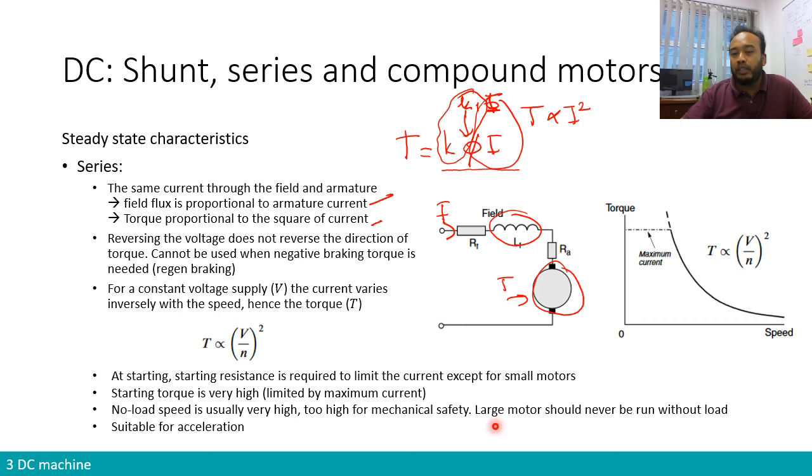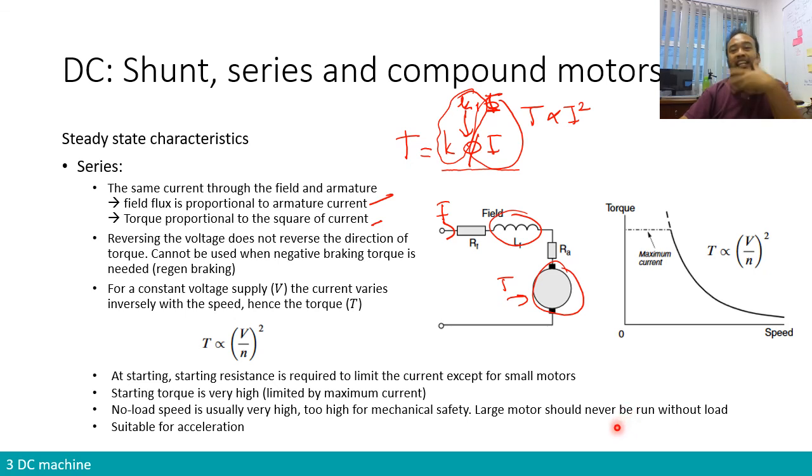So a very large motor should never be run without load, because a very large motor has a very large inertia. If it rotates at very high speed, then the centrifugal force is very high, and it might damage the motor. A large motor is usually used to provide high torque, so the load is always attached, and we do not allow a large motor connected in series to be operated with no load at all, because the speed is going to be very high, and it's very dangerous for the mechanical integrity of the machine. So that is the main difference between series and parallel or shunt machine.